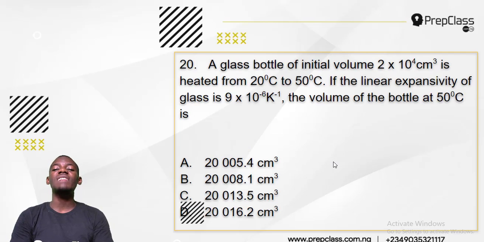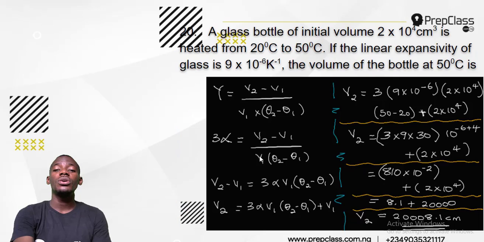Number 20. A glass bottle of initial volume 2 times 10 power 4 centimeter cube is heated from 20 degrees Celsius to 50 degrees Celsius. If the linear expansivity of glass is 9 times 10 power minus 6 per Kelvin, the volume of the bottle at 50 degrees Celsius is what? Now, this is a linear expansivity question. Do you remember the formula? Linear expansivity is given by this formula, you know. Alpha, that is linear expansivity, equals change in what?